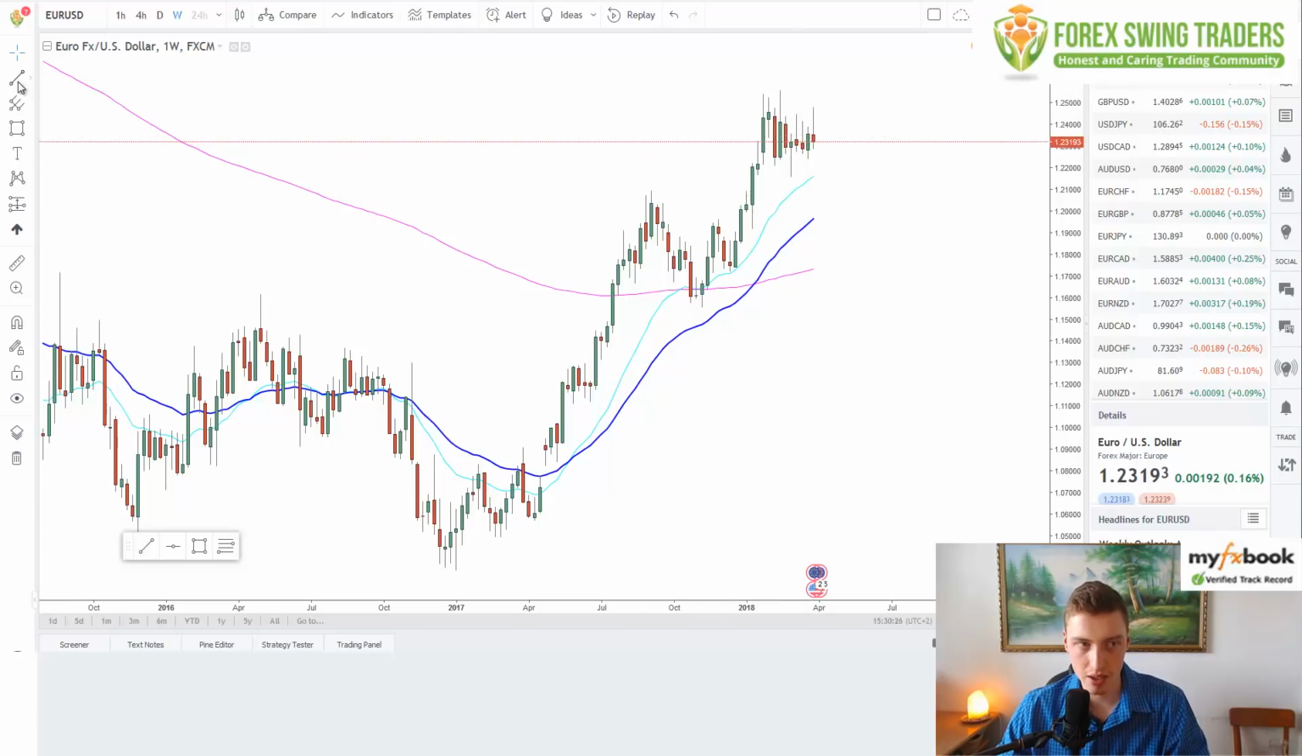So I'm expecting price to retrace back to this 20 and 36 supportive EMA.